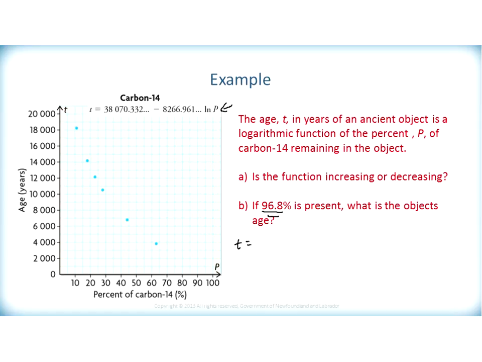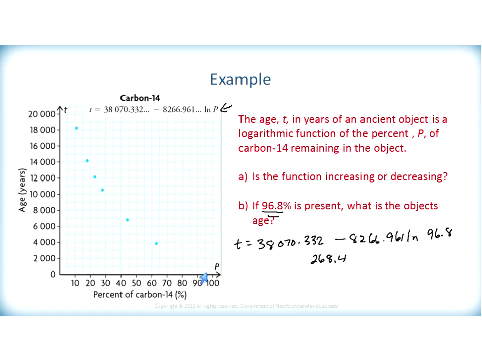So the age would be 38,070.332 minus 8266.961 ln of 96.8. And when we do that, that'll give us 268.4. And so you could see that when it gets 96%, which is somewhere in here, yes, it's possible for it to be 268 years old.